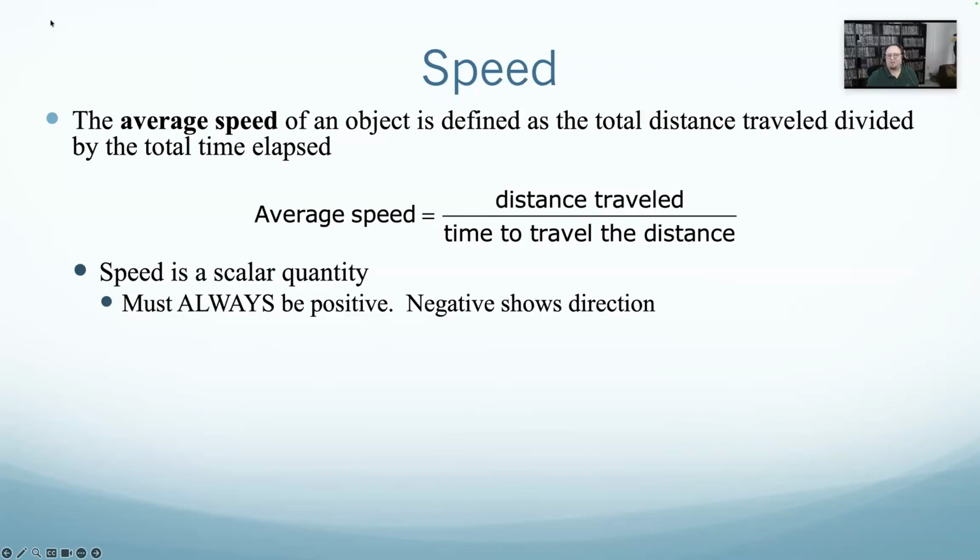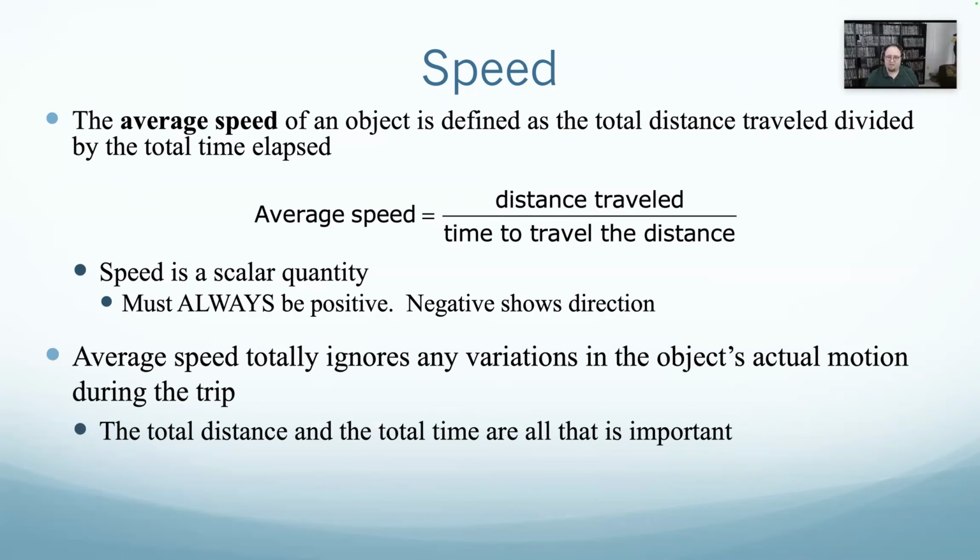Right now, though, we're going to talk about what's called the average speed. The average speed is just the average over a distance. The average speed when you go is defined as the total distance you traveled over the total time to travel it. It is a scalar quantity, so therefore it is always positive. But the thing about average speed is it's just distance and time.